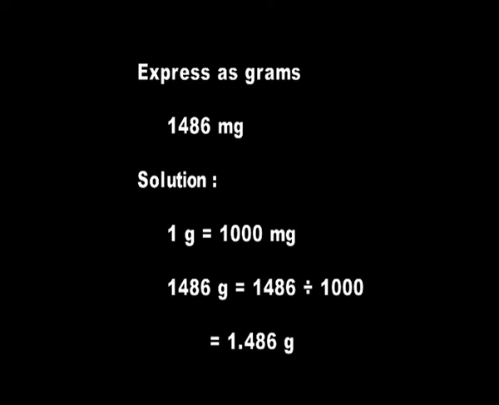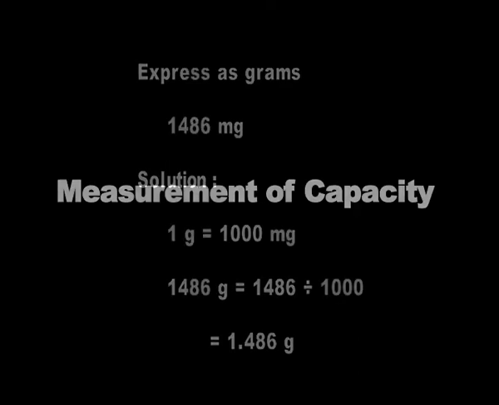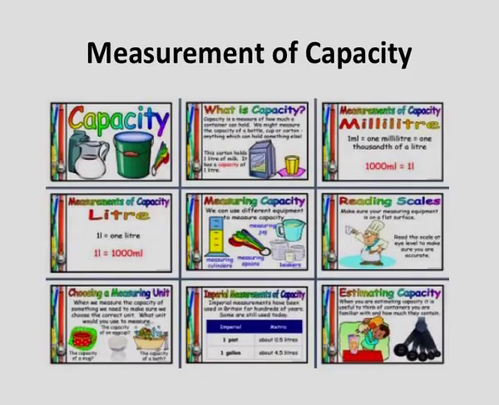Then we will see another sum: 1486 milligram into gram. The solution is 1 gram is equal to 1000 milligram. Therefore, 1486 we have to divide by 1000, and we will get the answer as 1.486 gram. We will discuss then about measurement of capacity.